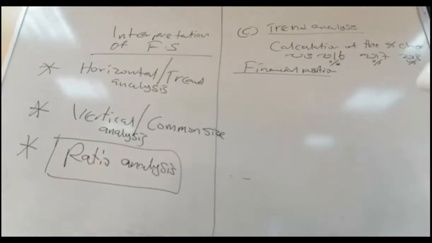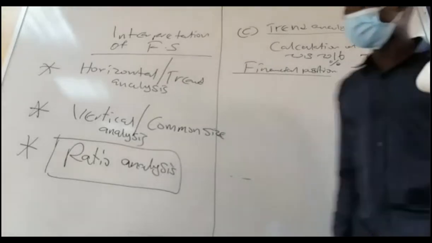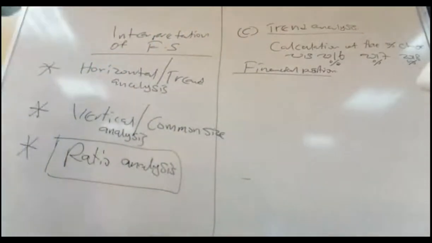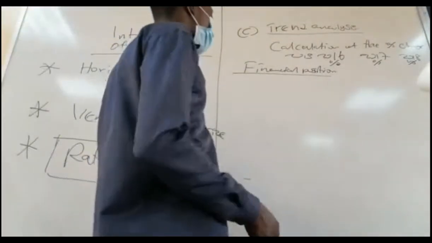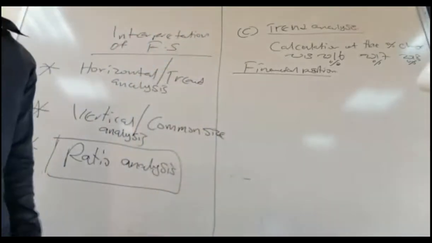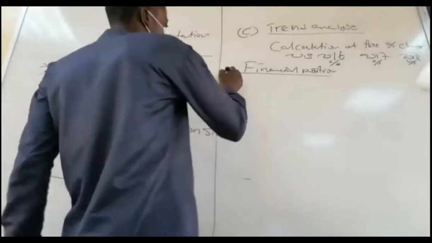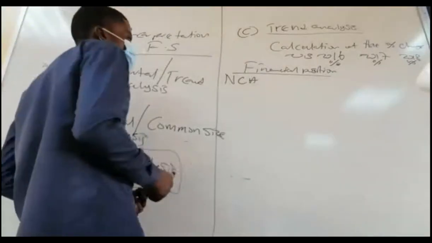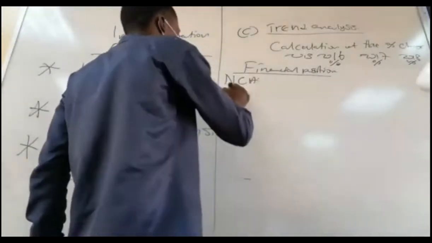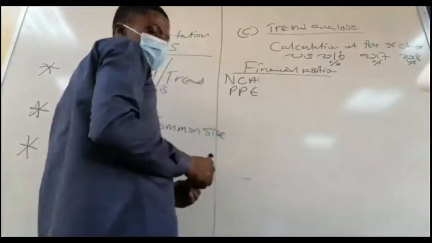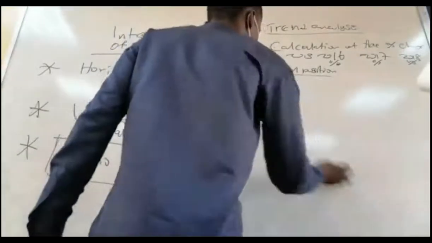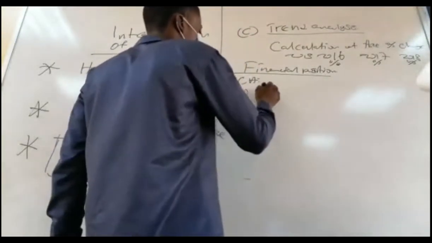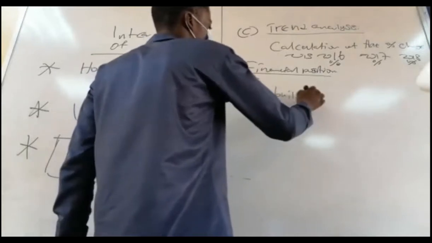Please give me some of the figures because I'm with that question. Yes. So financial position, the first item on the list, we have the non-current assets, PPE, right? So under PPE, we have land and building, right? Okay, so land and building. Let's come here, land and building.